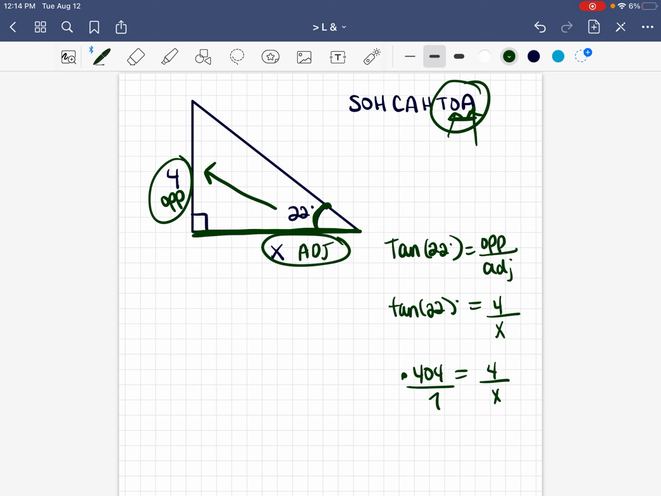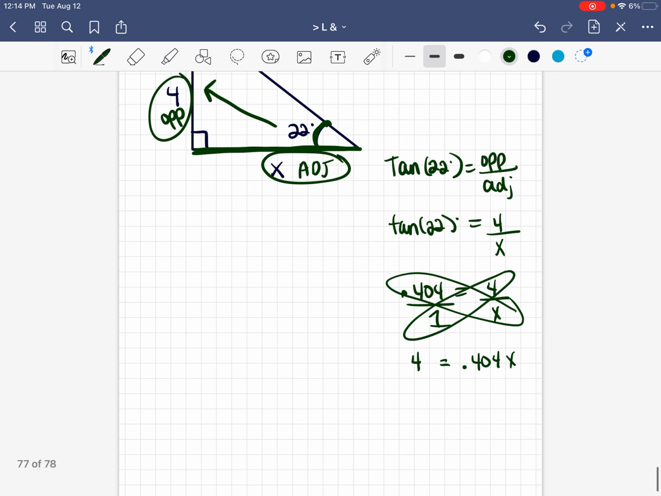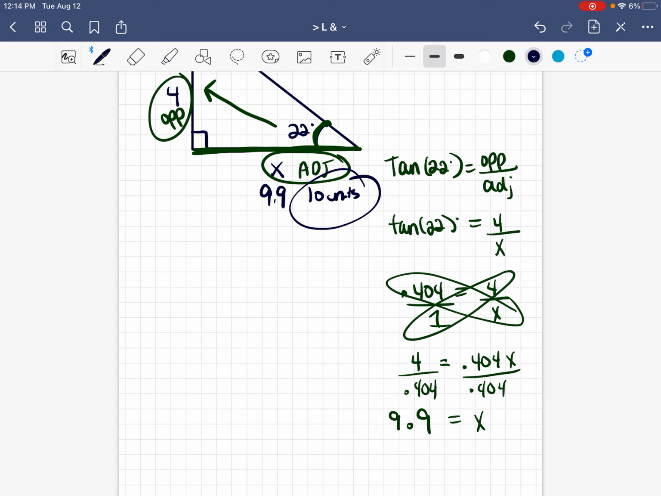And we're going to go ahead and put this over 1. And now again, we have to cross multiply. So it's a little bit different. It's going to be 4 times 1, which is 4. And then 0.404 times x is 0.404x. And we just have to solve for x. So the way we solve for x is we just divide both sides by 0.404. So in your calculator, do 4 divided by 0.404. And that is equal to, x is equal to 9.9. So the adjacent side is about 9.9 or 10 units tall.